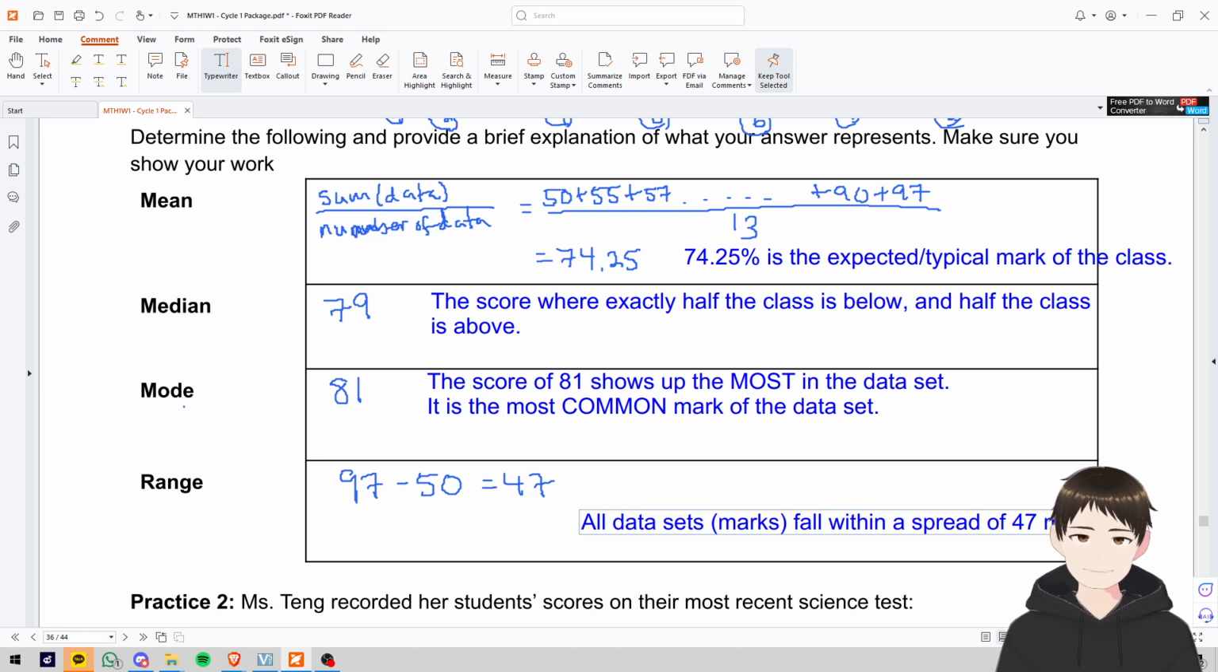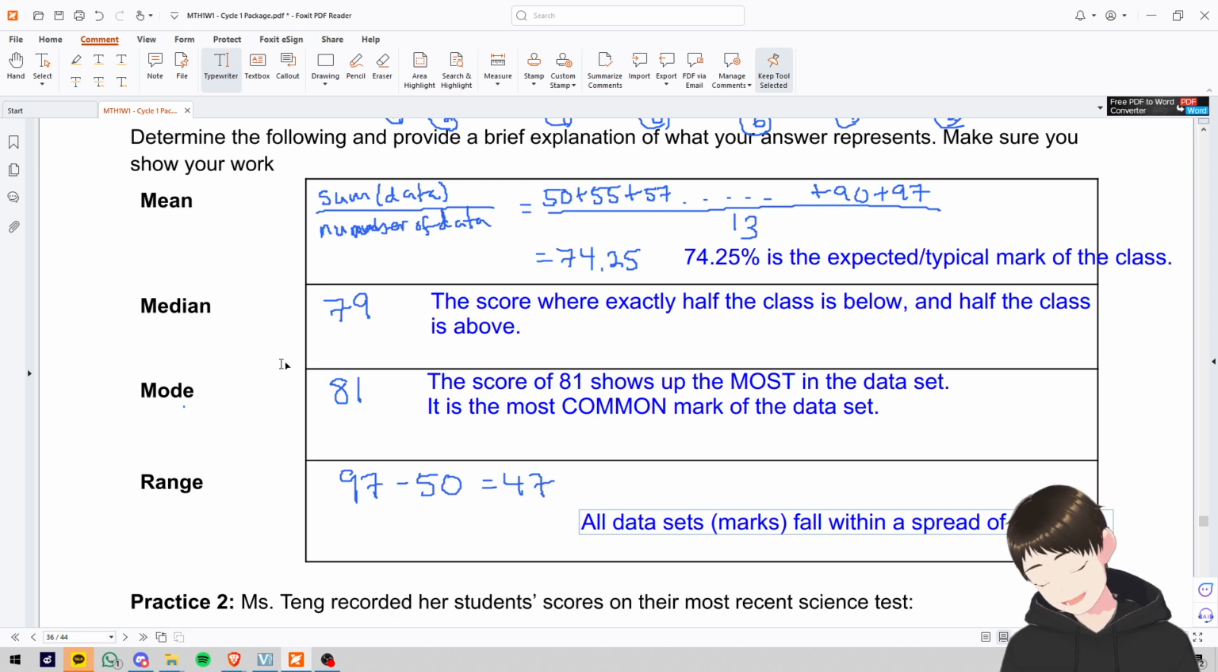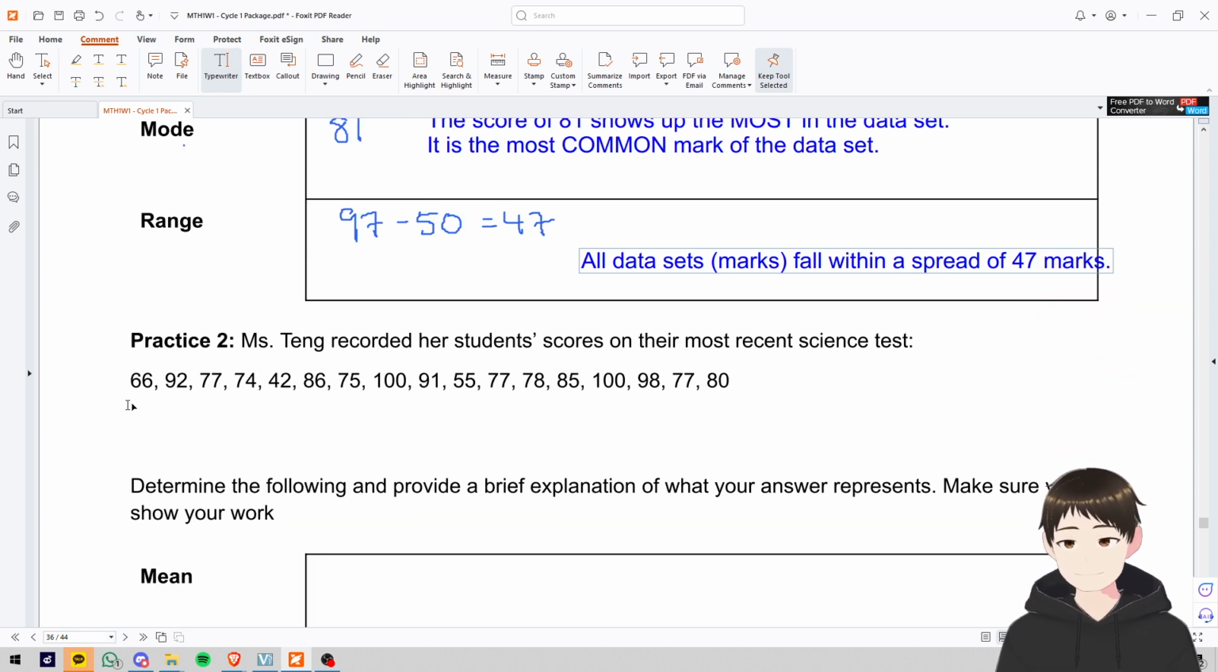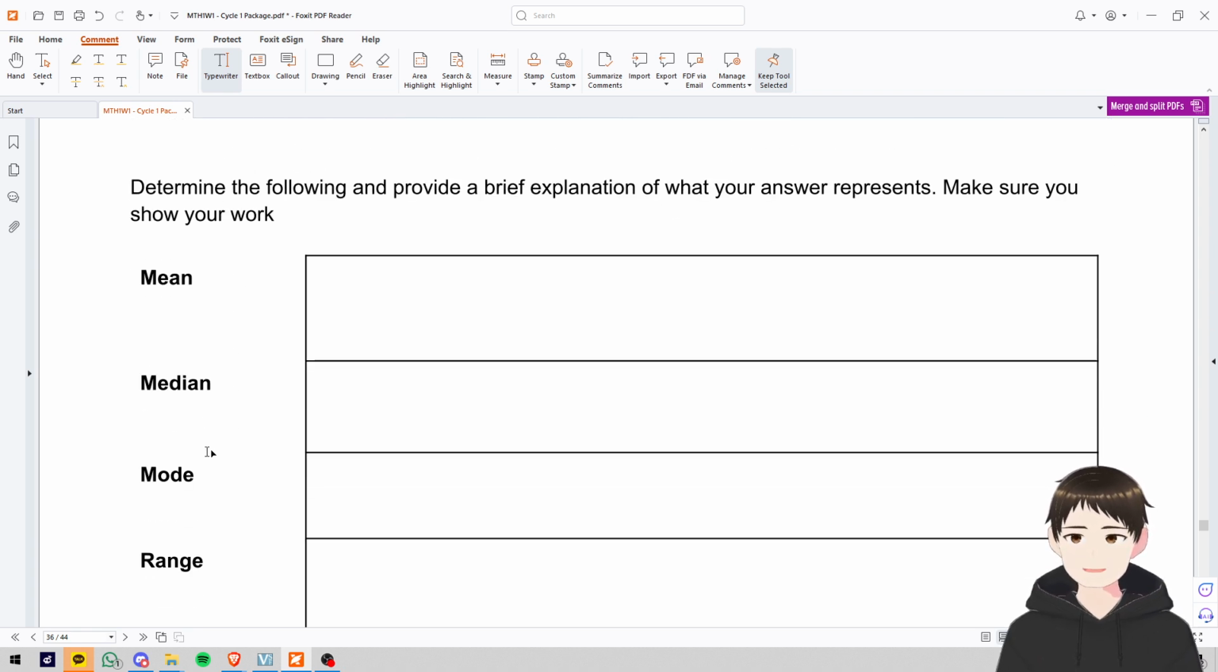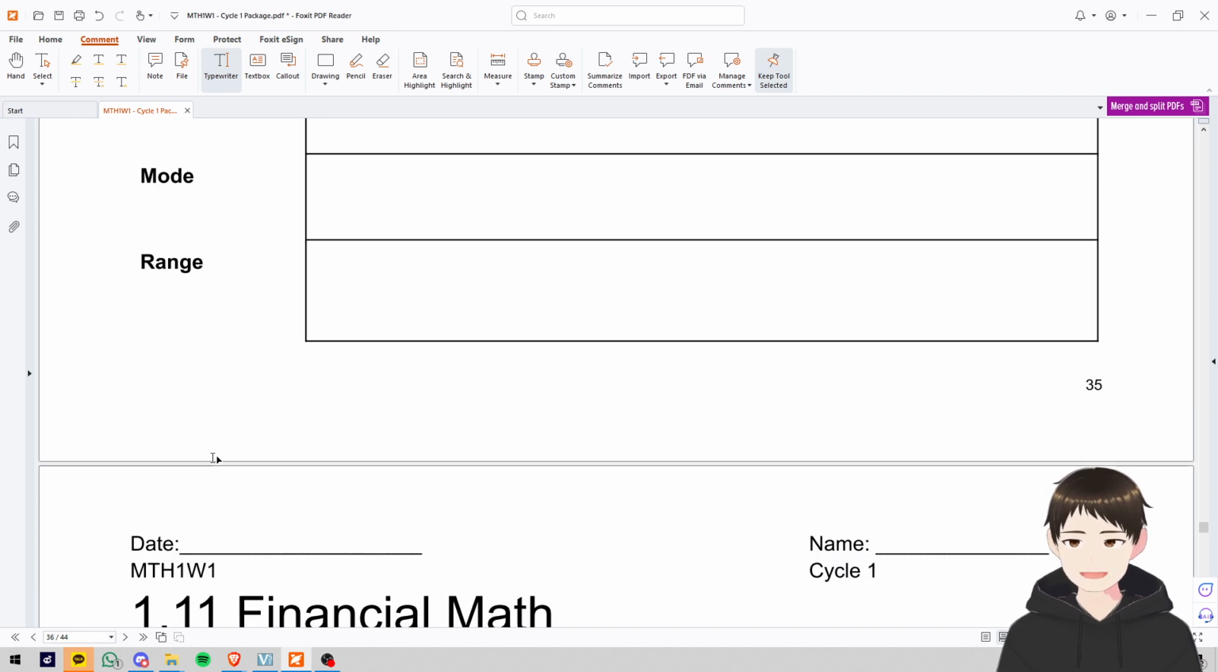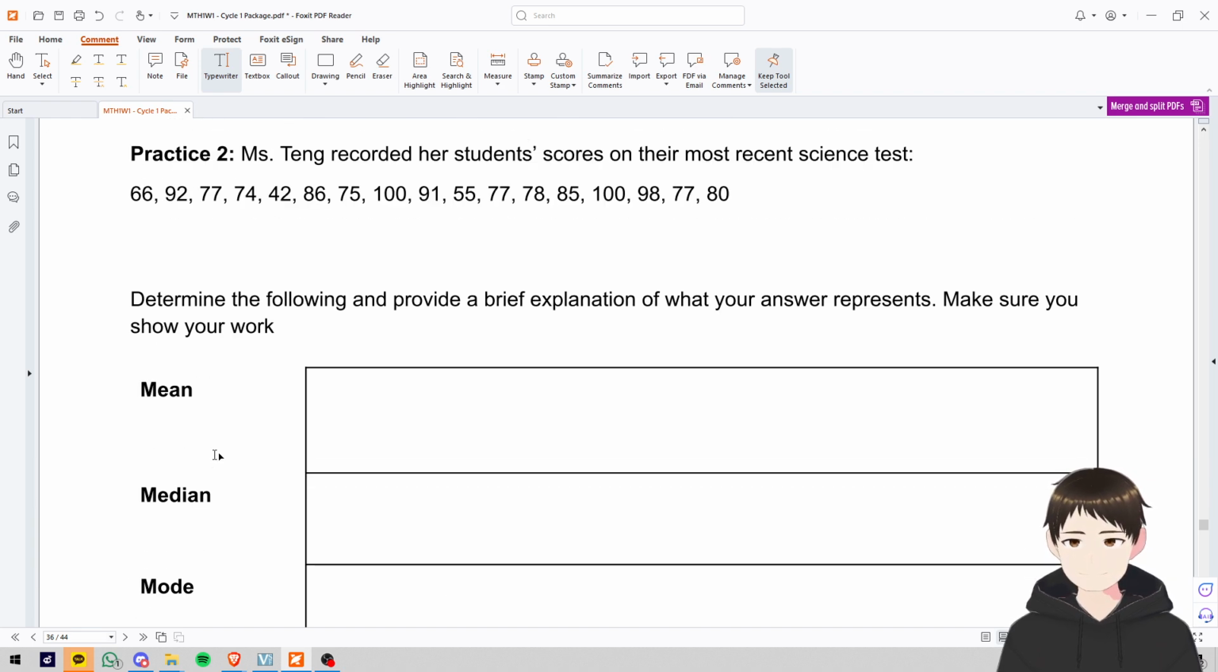Okay. Let's leave this here, and I'm going to ask the substitute to pause. If all the students in the class could take exactly 5 minutes, maybe less, depending on how chatty you get, to organize Miss Tang's recorded student scores from their most recent science test and determine what the mean, median, mode, and range would be. Okay? So please pause the video and go ahead.